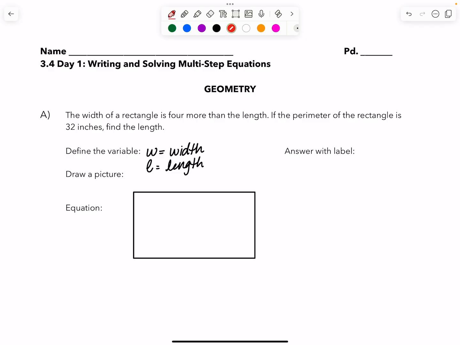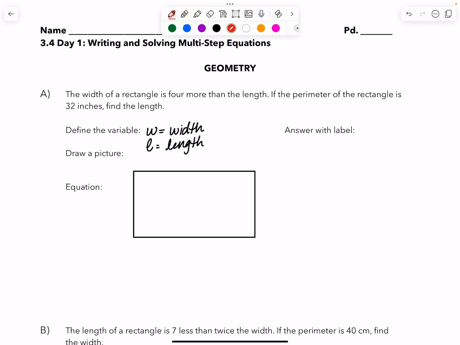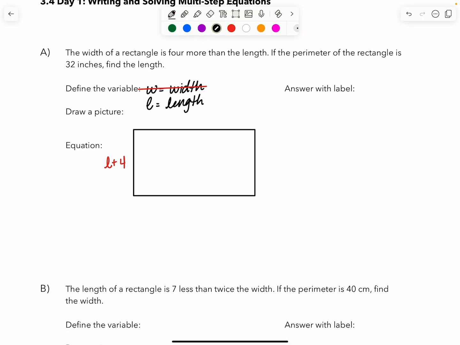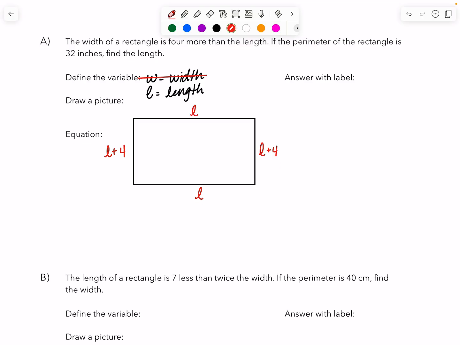All right, my width is 4 more than the length. So L plus 4. We really didn't need that W equals width, so I'm going to just go ahead and cross that off. And then my length is just L because we don't know that. Again, my width is L plus 4, and then again, my length is just L.